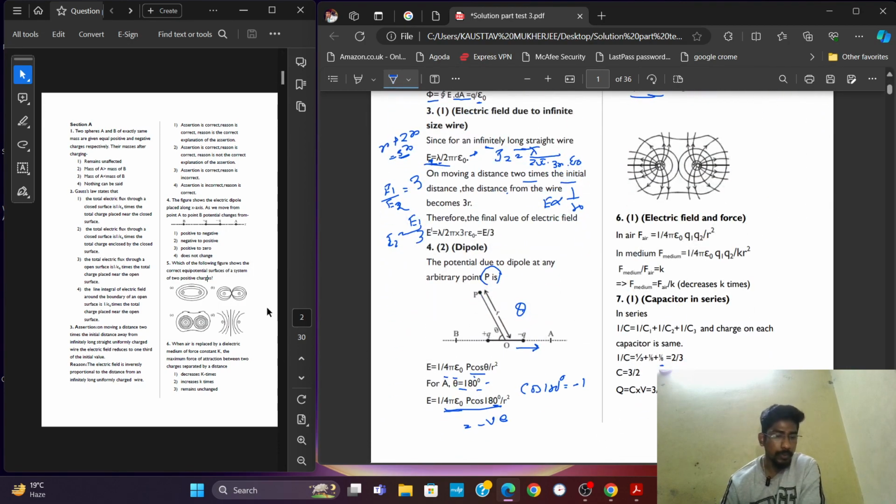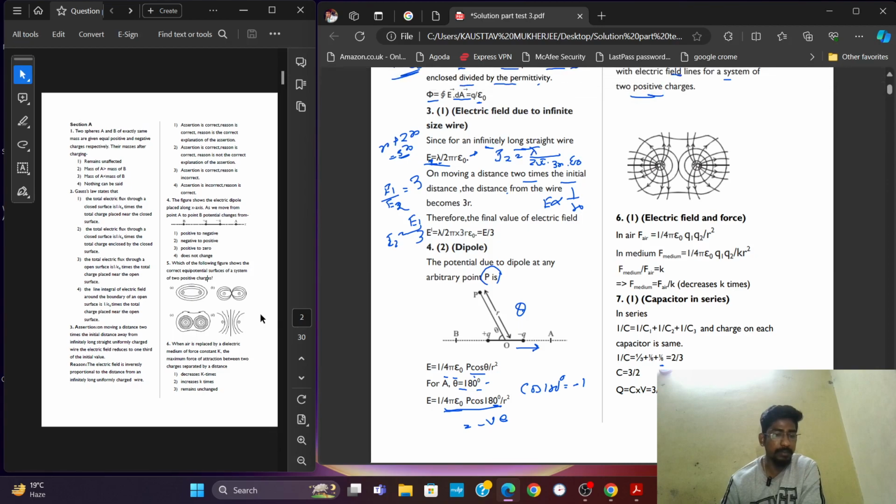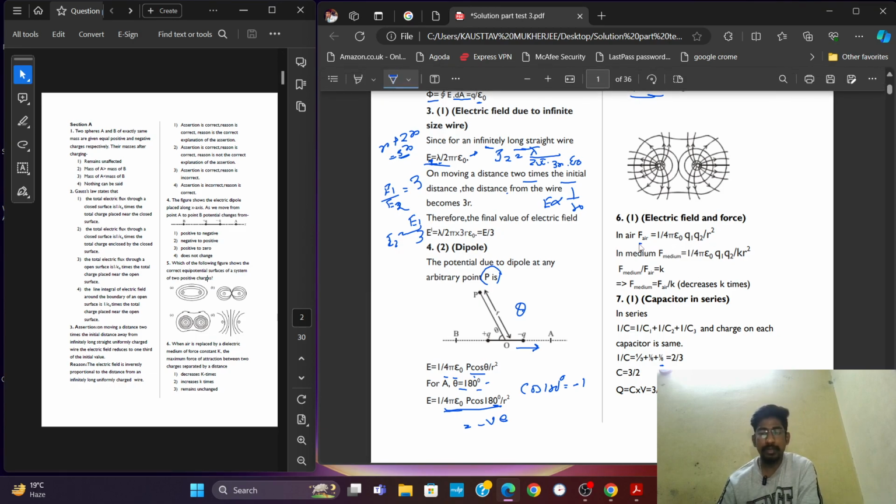When air is replaced by a dielectric medium of dielectric constant k, what is the maximum force of attraction between two charges separated by a distance? As we all know, by Coulomb's law, the force is F equals 1 by 4 pi epsilon naught Q1 Q2 by r square. That is the force acting between two charges, right?